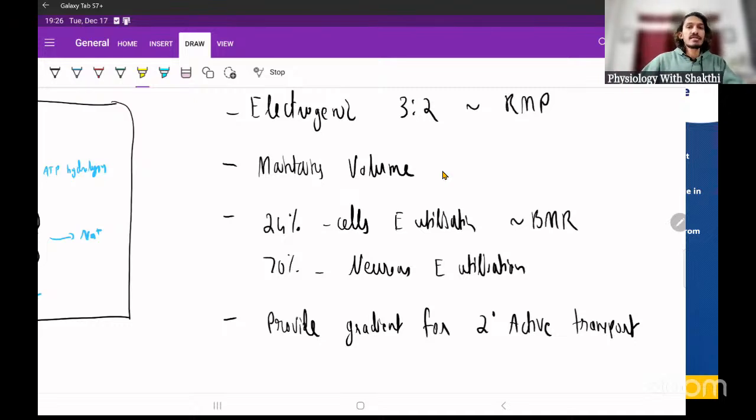At rest, what do you call the basal metabolic rate, your energy utilization in a cell? 24% of the energy utilization in a cell is through your sodium potassium ATPase. In certain cells, for example, neurons, this energy utilization can go as high as 70%.